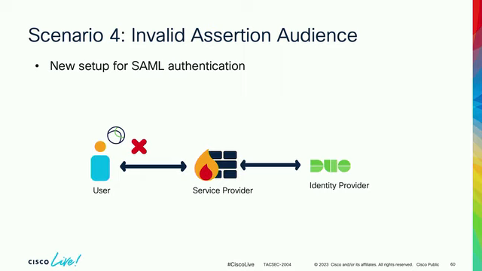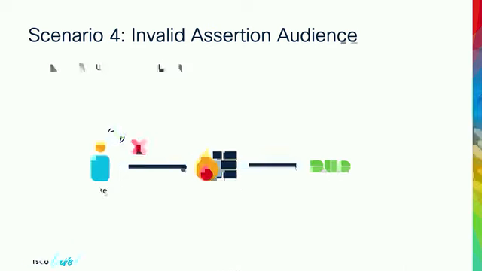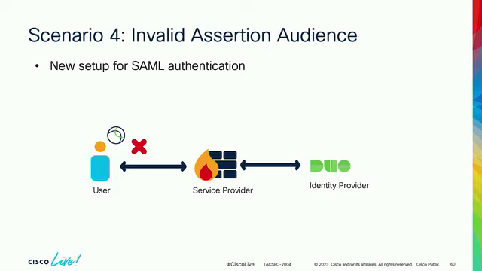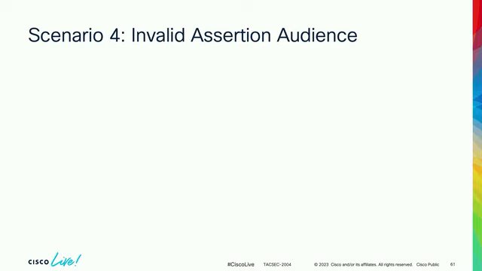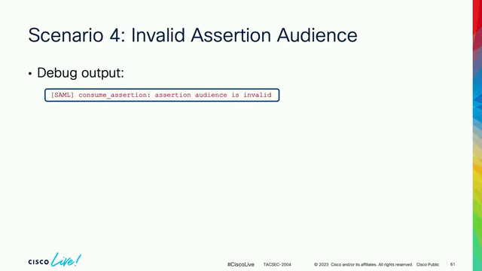This is not a pretty common issue, but we have it: invalid assertion audience. Similarly, this is a new setup for SAML authentication, and users are not able to authenticate. We run the debugs, and we get the following output: assertion audience is not valid.